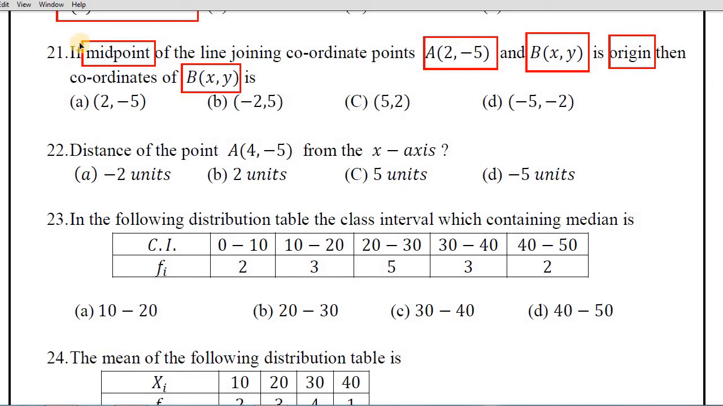They clearly said they are talking about the midpoint, hence you want to use the formula x, y equals x2 plus x1 by 2, y2 plus y1 by 2. Substitute the values in the formula and you will get the answer, that is option B, (-2, 5). So option B is the right one for this question.